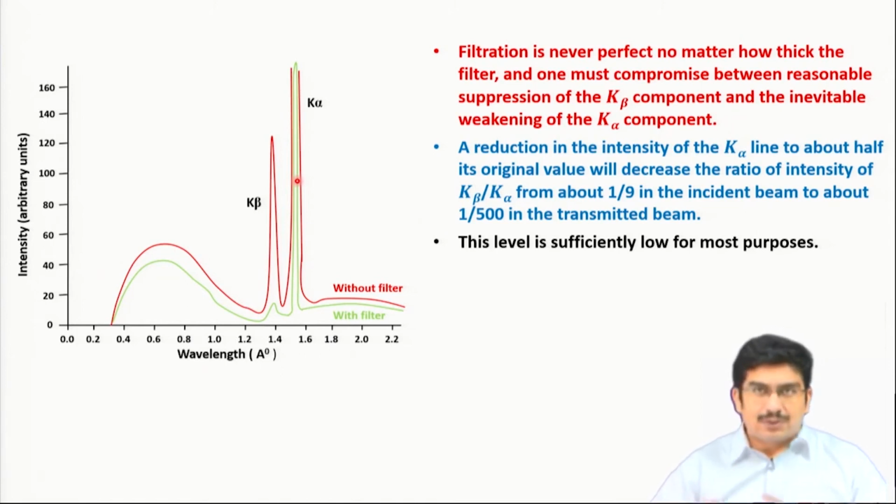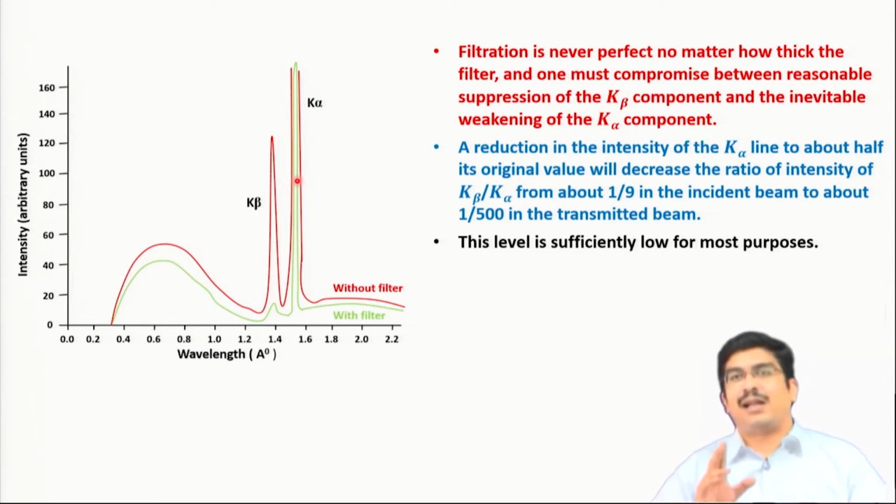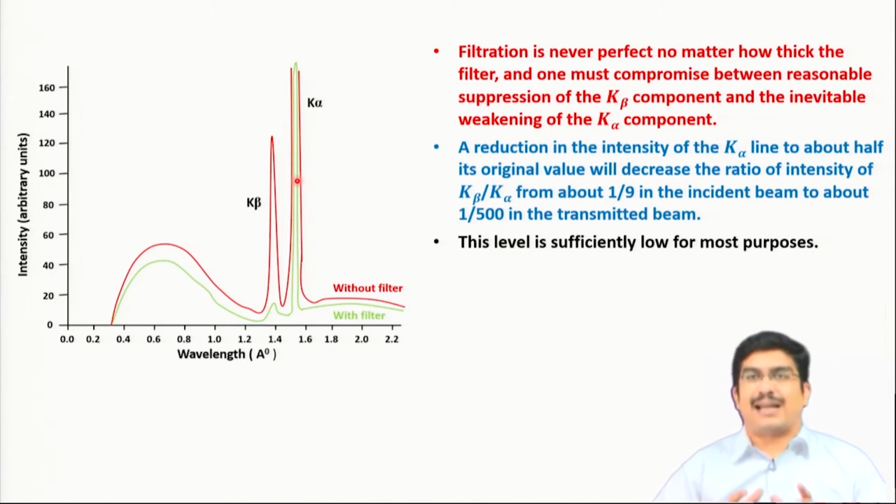So, the efficiency of the filtering material, or the thickness of this filtering material, is chosen in such a way that it will be able to bring down the ratio of K beta to K alpha to 1:500. This is the standard which X-ray manufacturers follow.